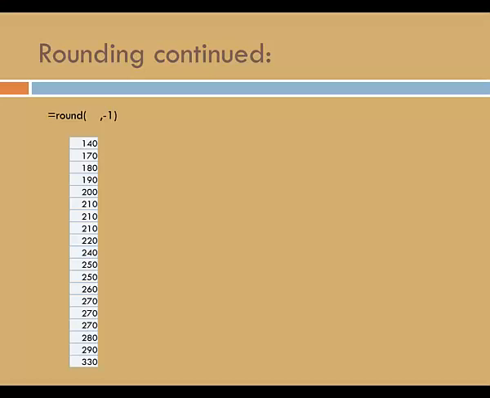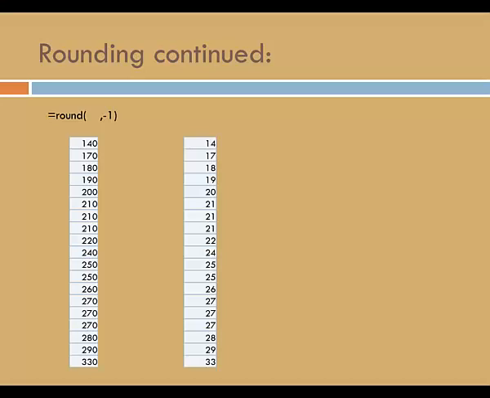Remember that a positive 1 would round to the 10th place, 0 rounds to a whole number, -1 rounds to the 10s place. With rightmost digits of zeros, I'm going to drop those. I'm using the Excel function division by 10. So now the stems are 1, 2, and 3.